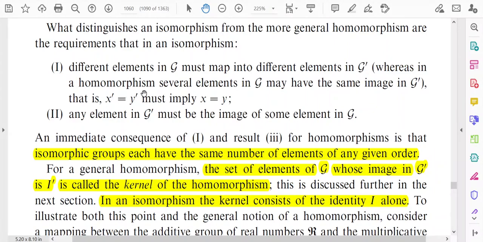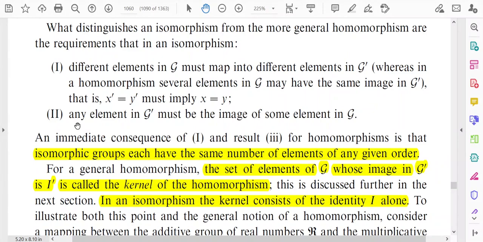Whereas in a homomorphism, several elements in G may have the same image in G prime. Just listen to these words very carefully, because this is the difference of homomorphism and isomorphism. In case of homomorphism, there may be several elements in G which have the same image in G prime, but in case of isomorphism, different elements in G must map into different elements in G prime. That is, if x prime is equal to y prime in the group G prime, then it must imply that x is equal to y in the group G.